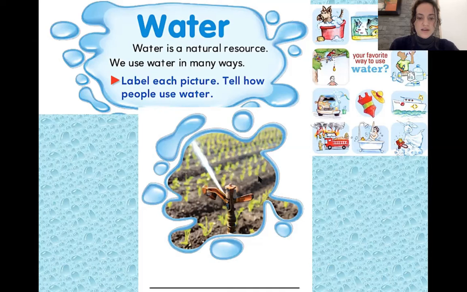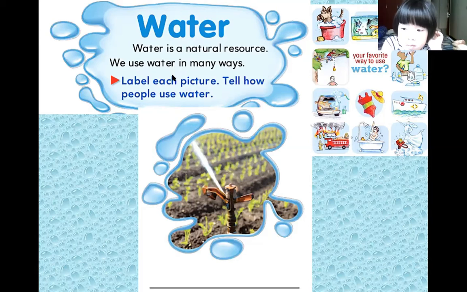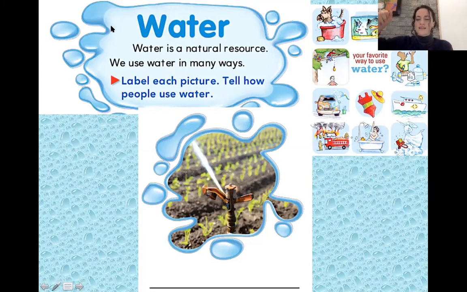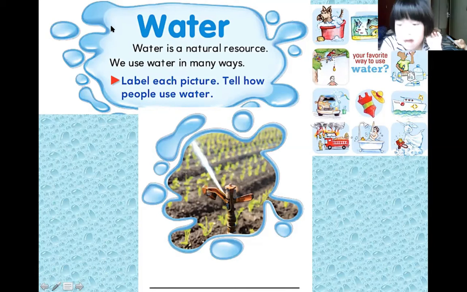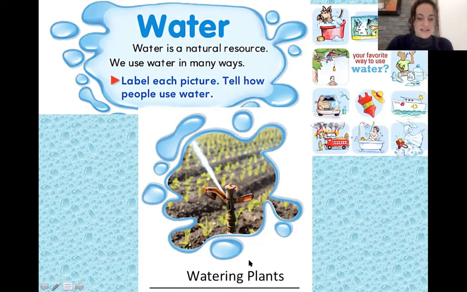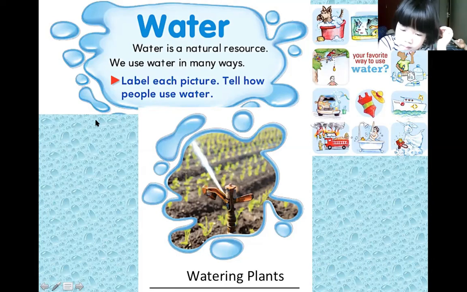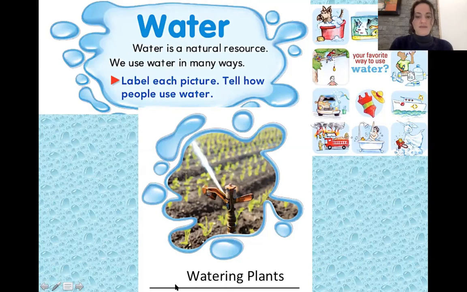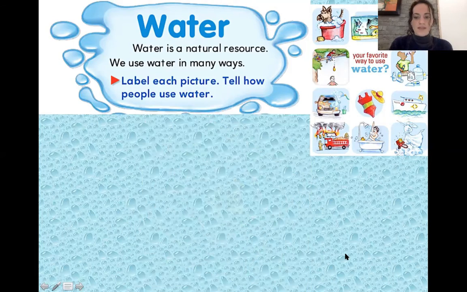Susu, how is the water helping the plant? To grow. Yeah, it's helping it grow by doing what? What's it called? Agriculture. Yeah. So can you say this? Susu? Watering plants. Excellent job. So we use water for watering plants.